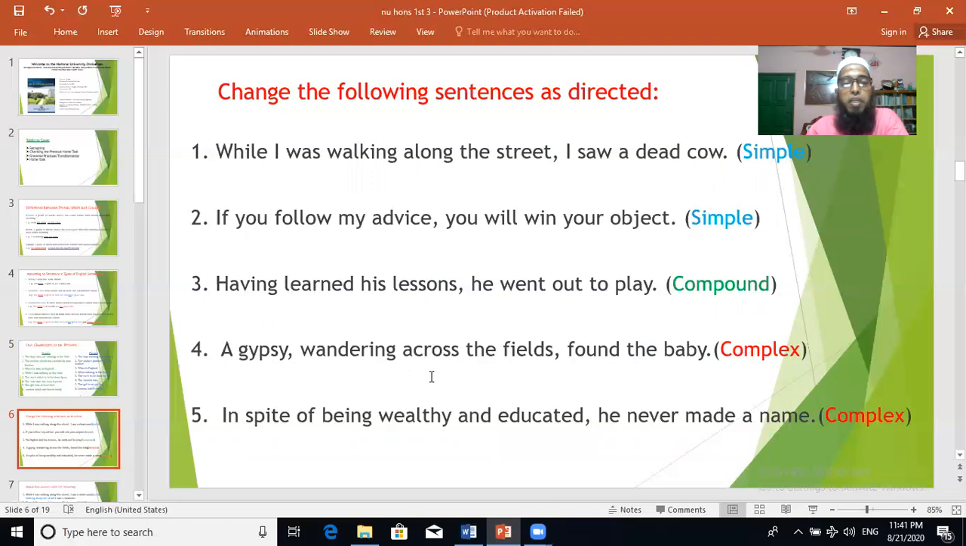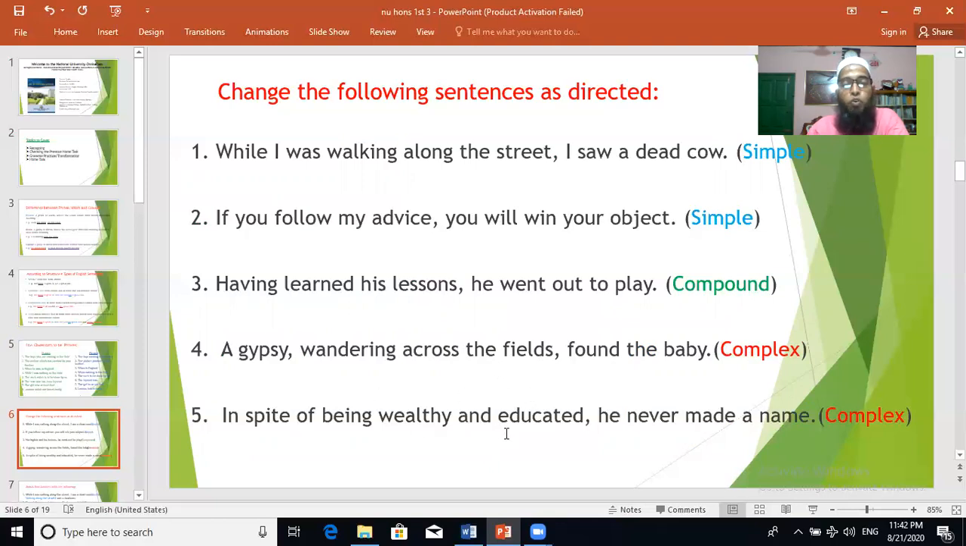A gypsy wandering across the fields found the baby. You have to make it complex. So you see, there is only one verb. So one clause is here. You have to make another clause from this phrase, wandering across the fields. You have to make a subordinate clause to make it complex. Try to do it quickly.